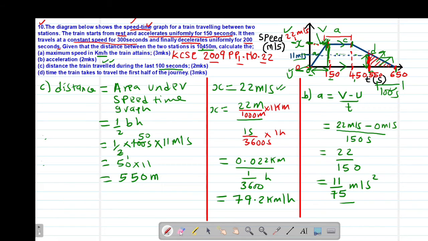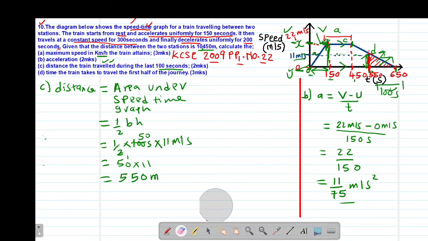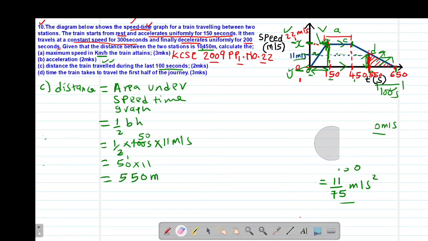Then we look at part D, which is telling us to find the time the train takes to travel the first half of the journey. In order for us to get the first half of the journey, I'm going to determine where that half is actually going to lie. So let me redraw another diagram here so that we can exactly see what is happening in this particular question.